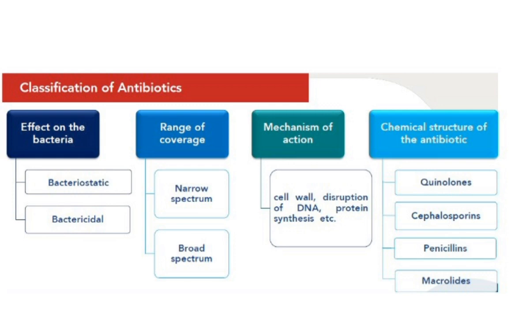So starting with effect on the bacteria, this can be classified into two groups, that is bacteriostatic and bactericidal antibiotics. Bacteriostatic antibiotics are able to inhibit the growth of bacteria. Examples of these include tetracycline, macrolide, clindamycin, trimethoprim sulfamethoxazole, linezolid, and chloramphenicol.